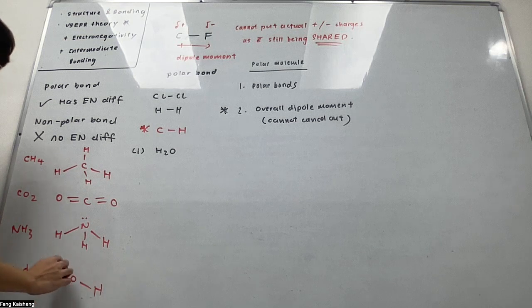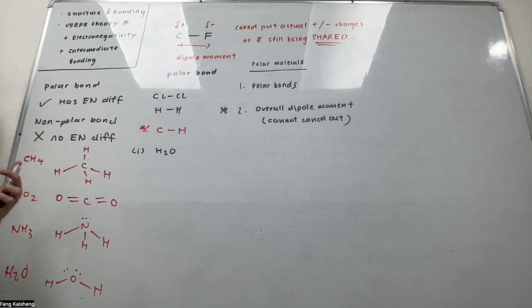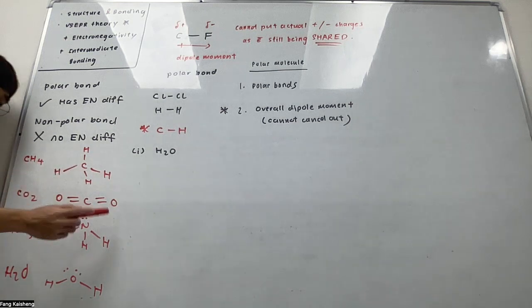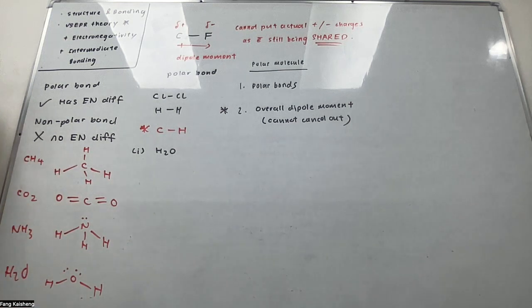The reason why these are some of the most basic structures you need to know is because they are the most common shapes. Tetrahedral, linear, trigonal pyramidal, and bent. There's one more, trigonal planar, but it's not here. So it doesn't really matter.